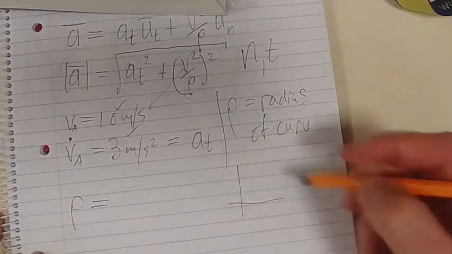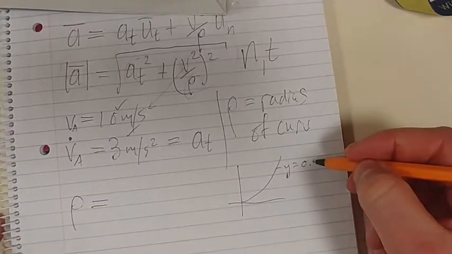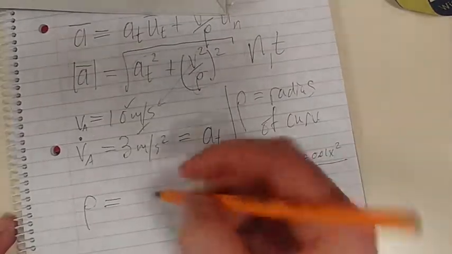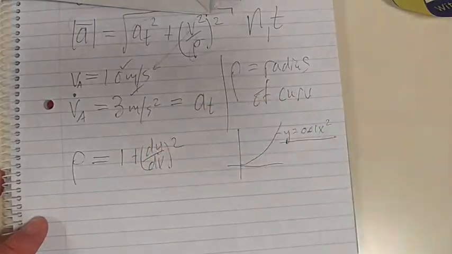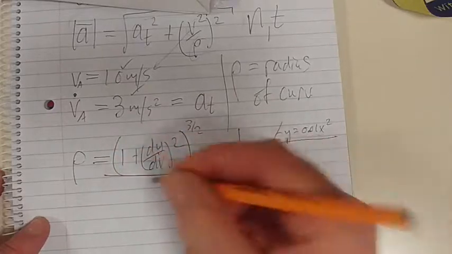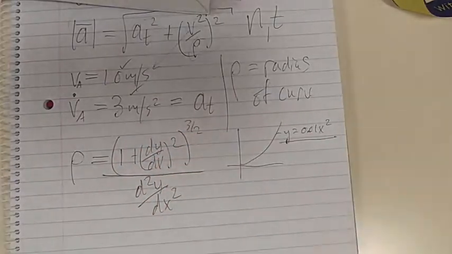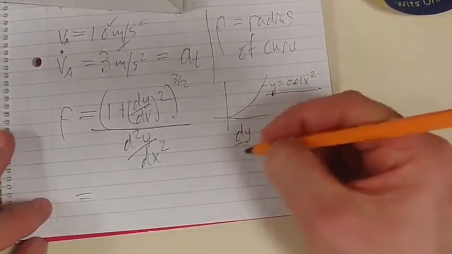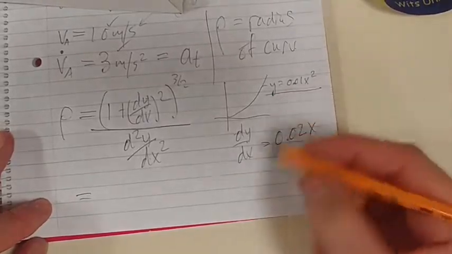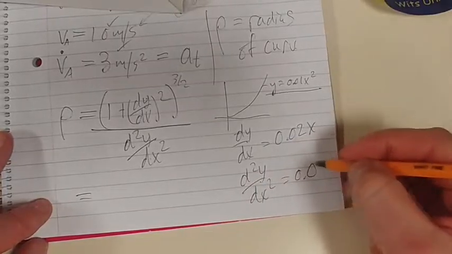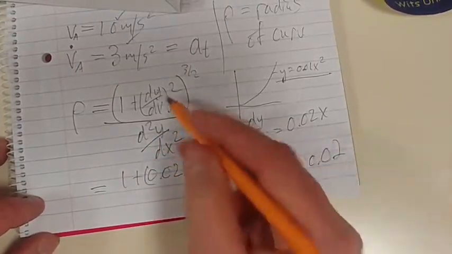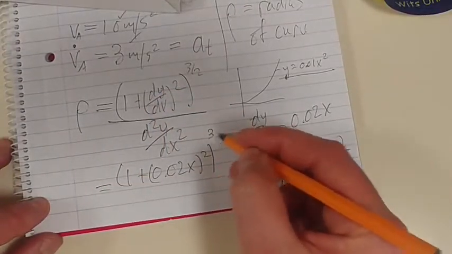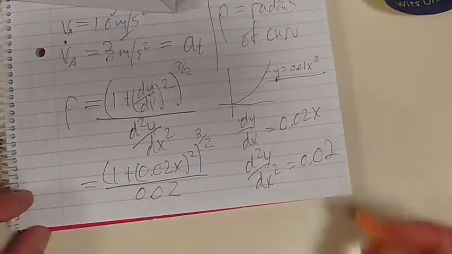If we've got our curve in this form, 0.01 x squared, then recall that our radius of curvature, based on calculus, is given by 1 plus dy dx squared, the whole thing to the power of 3 over 2, divided by d2y dx squared, your second derivative. The first derivative, dy dx, is 0.02x. The second derivative is 0.02. So we get 1 plus 0.02x, squared, the whole top to the power of 3 over 2, divided by 0.02.